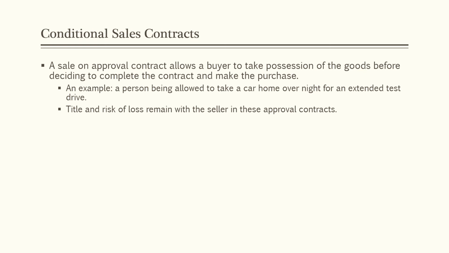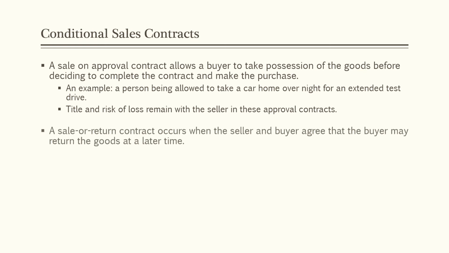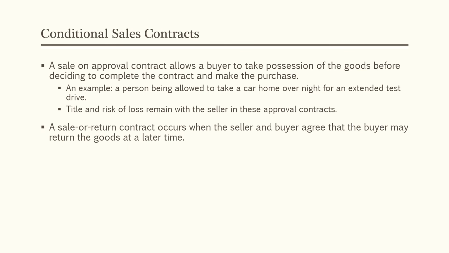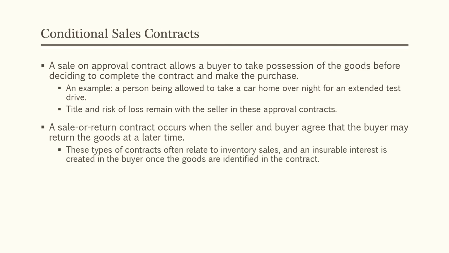Title and risk of loss remain with the seller in these approval contracts. A sale or return contract occurs when the seller and buyer agree that the buyer may return the goods at a later time. These types of contracts often relate to inventory sales, and an insurable interest is created in the buyer once the goods are identified in the contract, once the contract is signed.